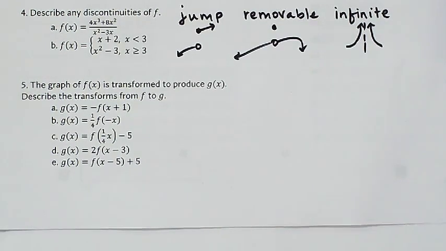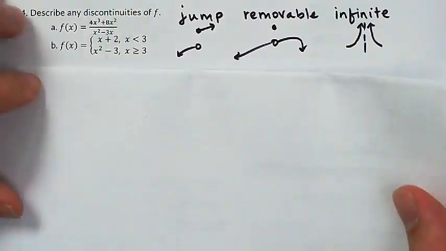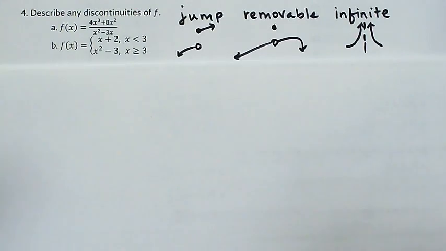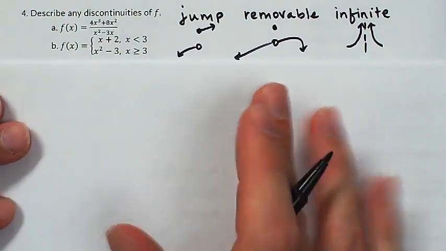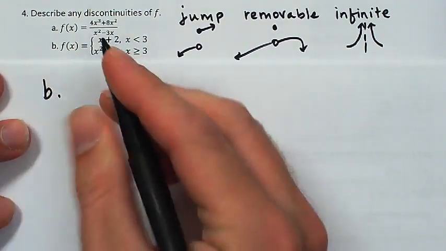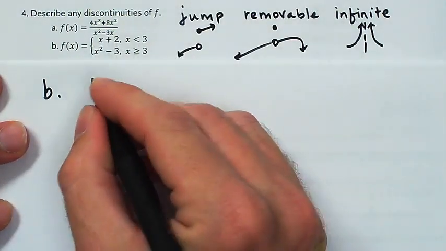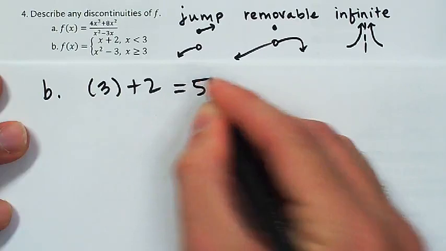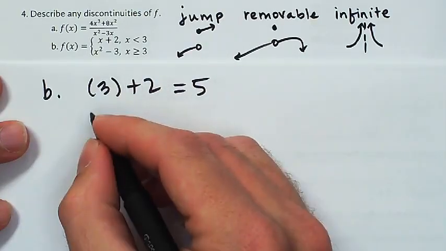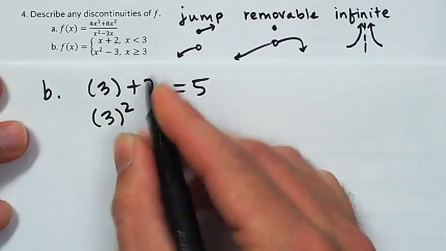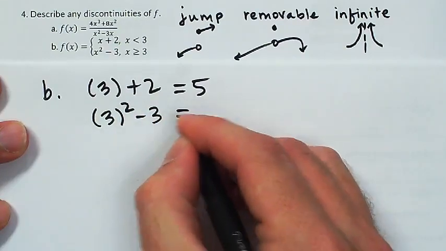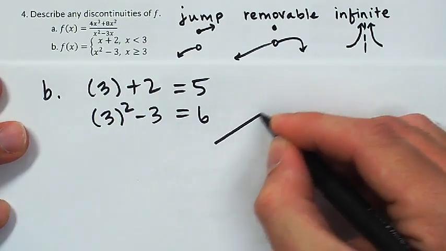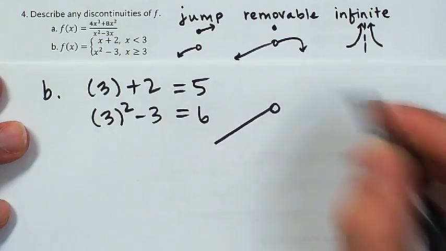B, I've got a piecewise function, so I know that if the pieces don't agree at x equals 3, that's going to cause a jump discontinuity. So I'm going to say, all right, investigating 3 plus 2, that's going to equal 5. Whereas when I plug in 3 to the bottom piece, 3 squared minus 3, that's 9 minus 3 is 6. Since these aren't the same, I've got x plus 2 when x is less than 3. That's going up to 5.